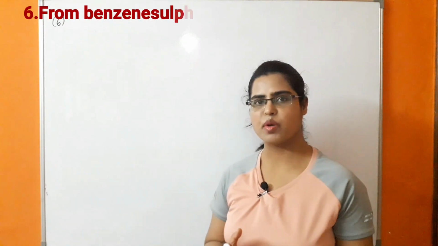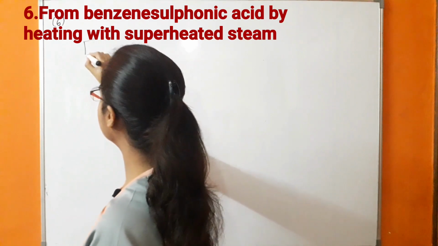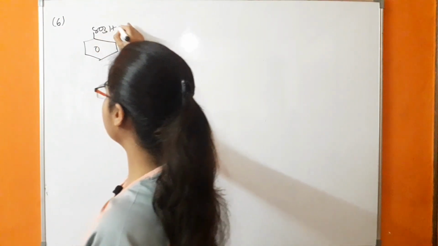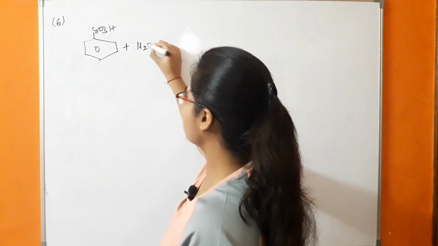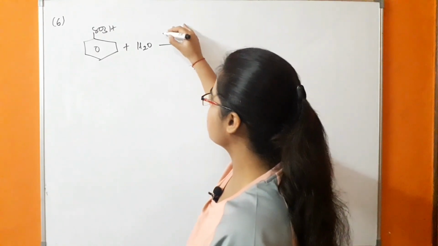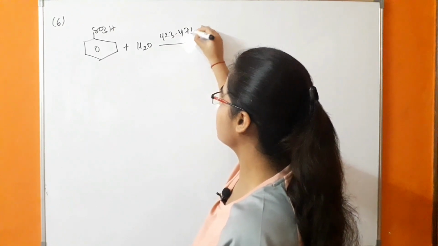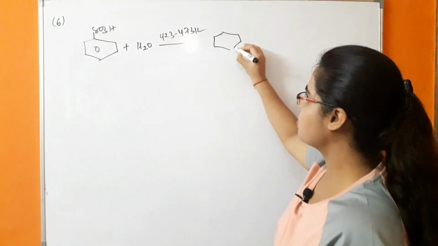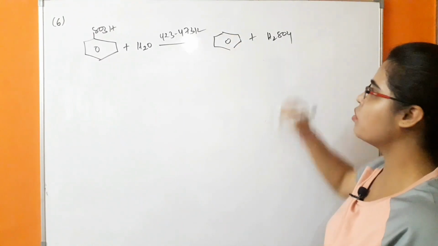So sixth method of preparation is from benzene sulfonic acid. So what is happening in this case? This benzene sulfonic acid will be heated in the presence of superheated steam. So what is happening in this case? The temperature of the reaction is 423 to 473 Kelvin. So there will be formation of benzene and removal of H2SO4.